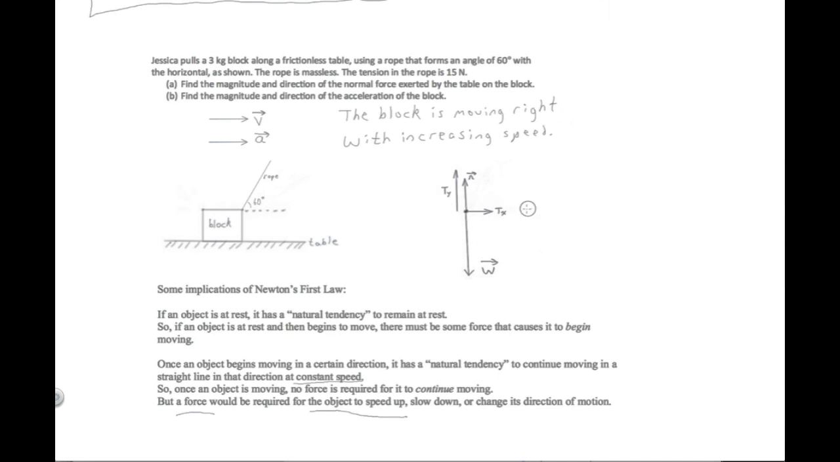Remember that T sub y and T sub x are the components of the pull on the rope. So because Jessica is pulling rightward on the rope, the block is accelerating to the right. And because Jessica is also pulling partially upwards on the rope, that helps to cooperate with the normal force to cancel out the weight.